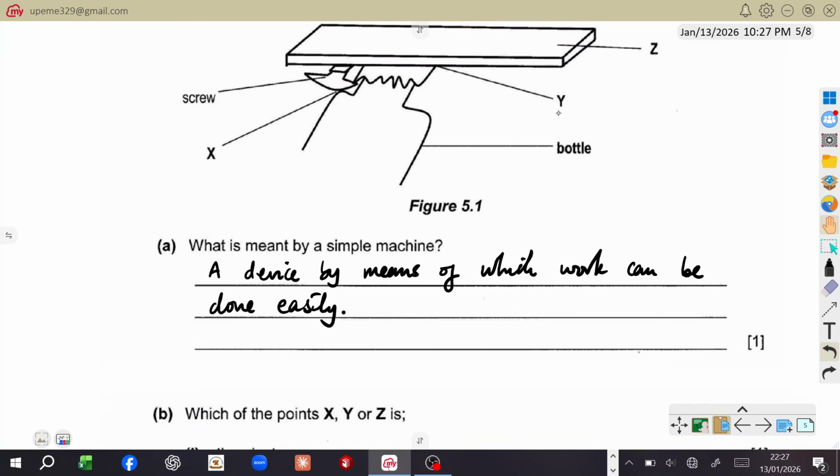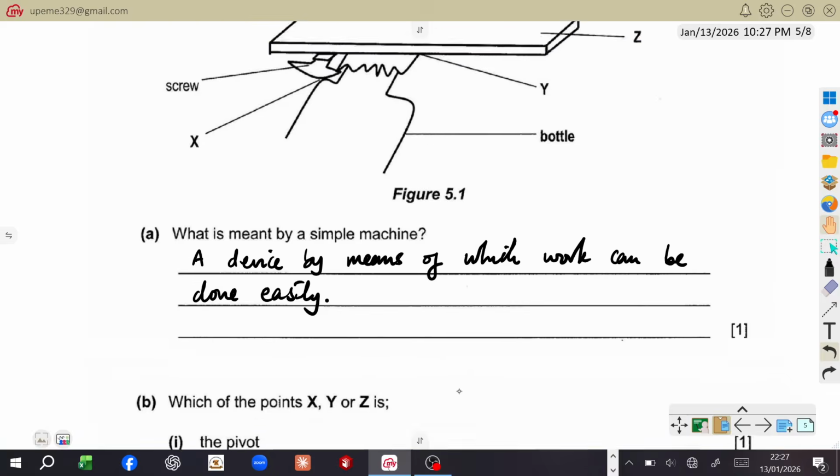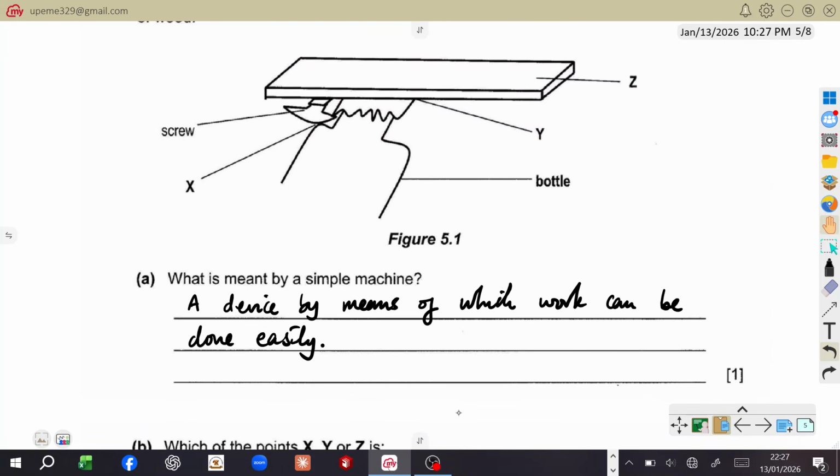X, y, z is the pivot. Pivot is the point where the turning effect is going to occur. Okay, so when you are opening this bottle top, how is the force applied? Do you push it this way? Because that's what will make us understand. Or you push it down so that that thing can open.